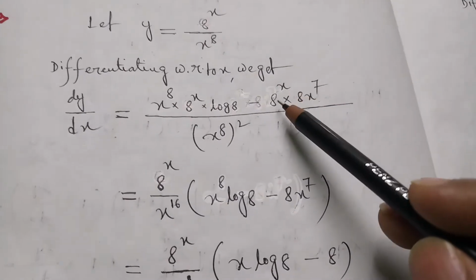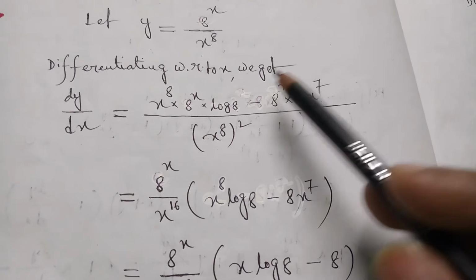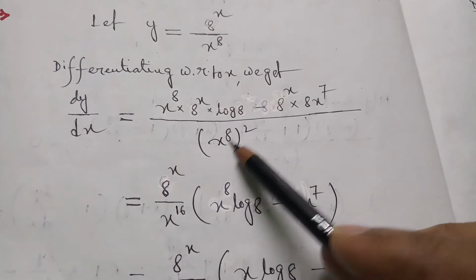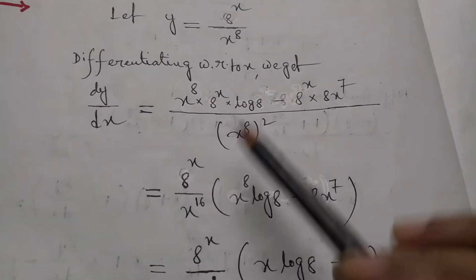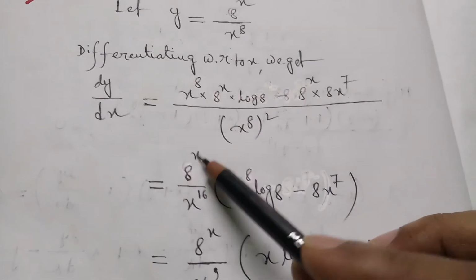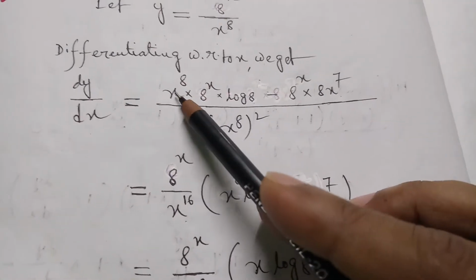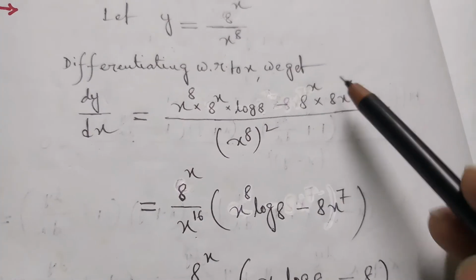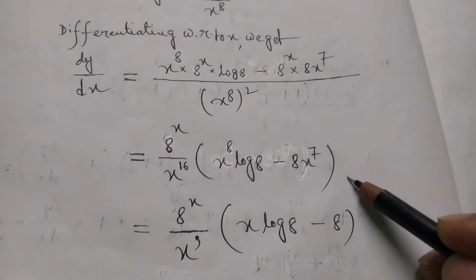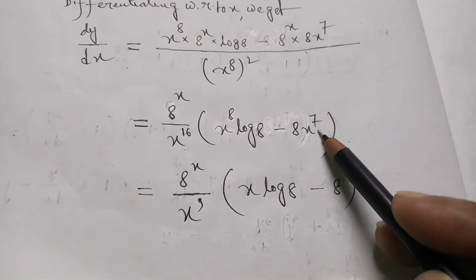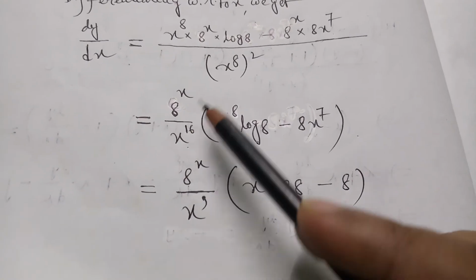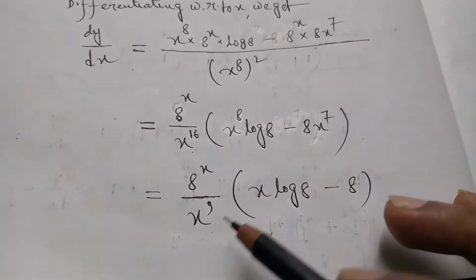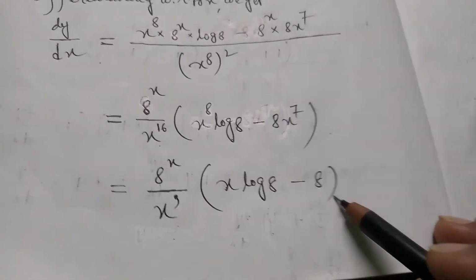Clear? So 8 to the power x is constant, common, so common x to the power 8 by x to the power 16, 8 into 2 is 16 obviously, and the answer is 8 to the power x by x to the power 16 into x to the power 8 and x log 8 is there, minus 8 into x to the power 7. Clear? I think from this two, x to the power 7 is common, and divide x to the power 7 by x to the power 16, that should be x to the power 9. So the answer is 8 to the power x by x to the power 9 into (x log 8 minus 8). Clear?